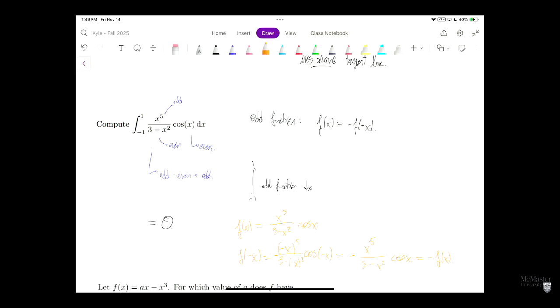All right. Yes, question. What if it wasn't over a symmetric interval? Then we can't apply this technique. So maybe you might not get this type of question. Maybe you'll get another integral that would be easier to solve.